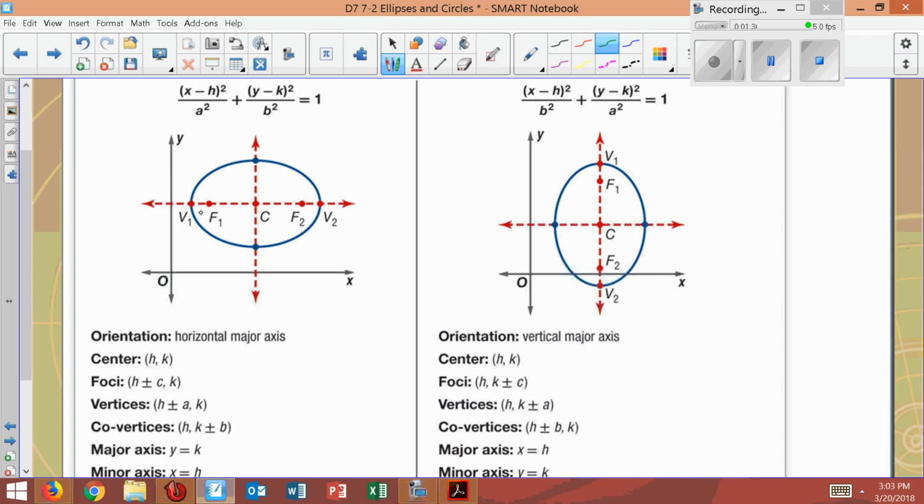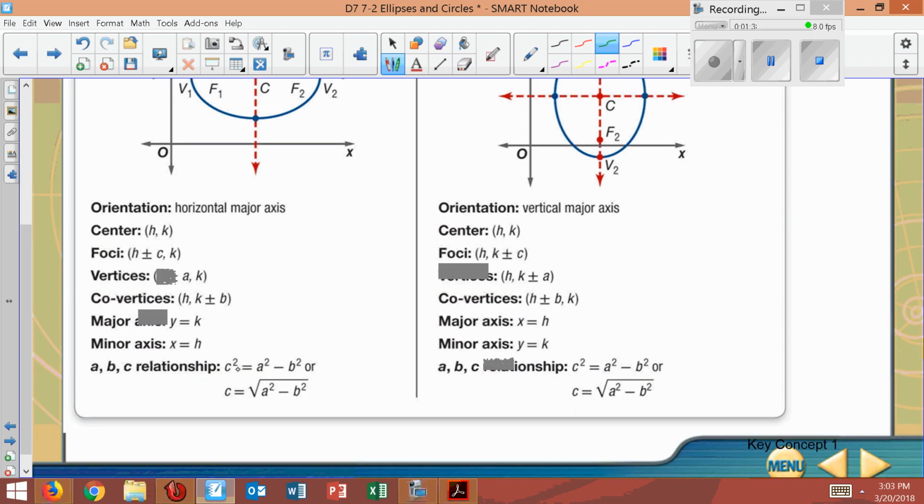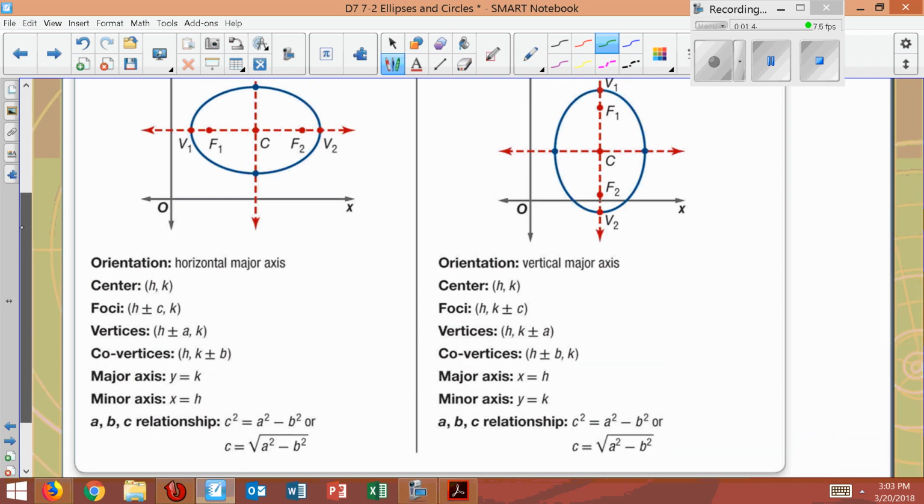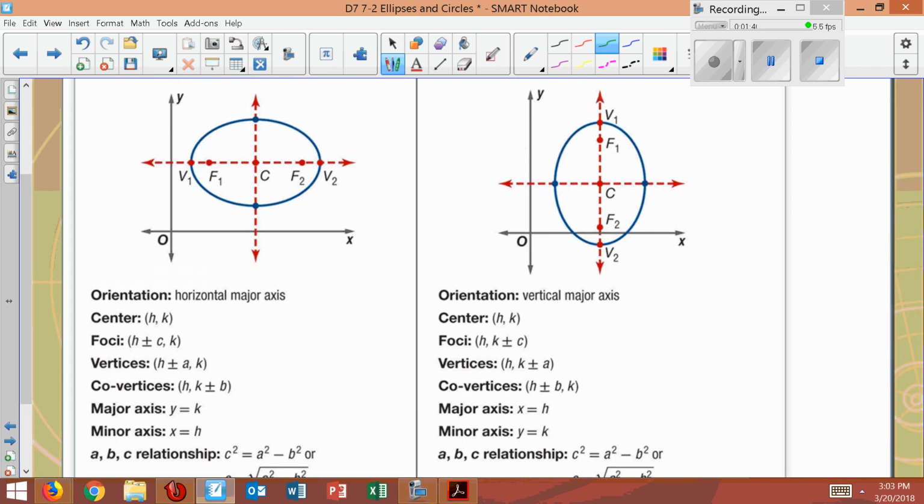The foci are found by using this relationship. It's kind of like the Pythagorean Theorem. It's c squared equals a squared minus b squared. That's how you get the foci. c is the distance from the center to the focus here. So that's one, and there is another c there. So 2c would be from focus to focus. And when there's plural focus, you call it foci.